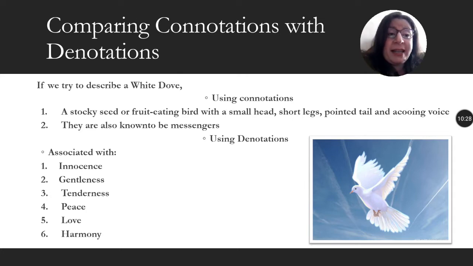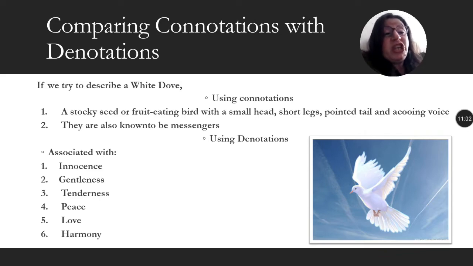When I write it in a connotation, I would say a stocky seed or fruit-eating bird with a small head, short legs, pointed tail, and a cooing sound, cuckoo, cuckoo. That's actually a good description for a white dove. I could also say they are known to be messengers. And I'm sorry that the words are stuck together; they should be known by itself, to by itself, be by itself.